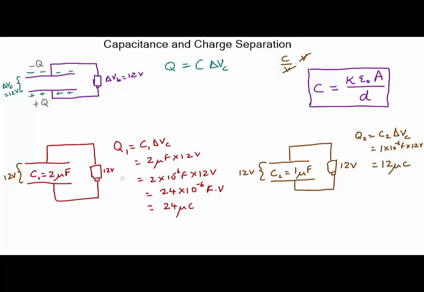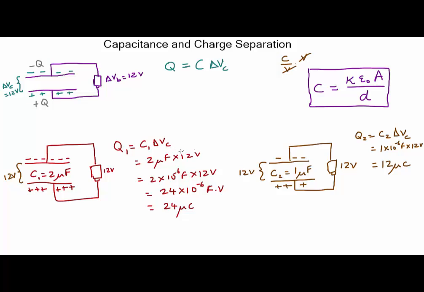Because they were both charged fully by a 12-volt battery. But in one case, I needed 24 microcoulomb. Let me show that notationally like this. Whereas in the other case, I only needed a charge separation of 12 microcoulomb. So less charge separation to get the same potential difference. And that's because the capacitance of these two capacitors were different.